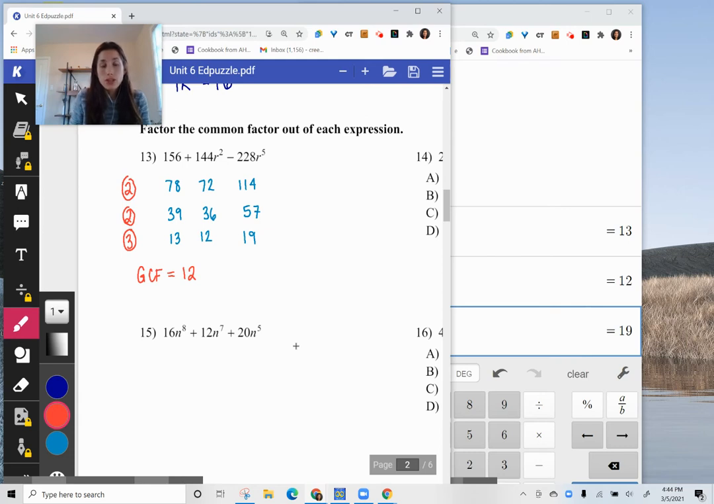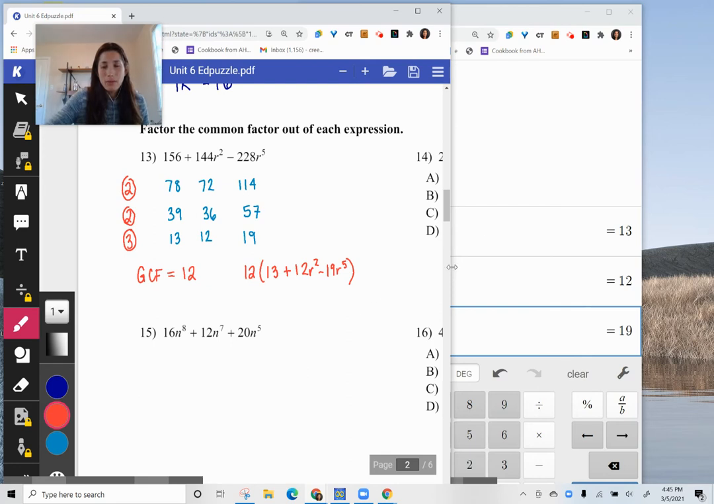And you don't have to use my strategy here. You could also just know what the greatest common factor is. That's fine. But we're going to end up with 12. 156 divided by 12, now that I use this method, it's going to be 13. Just that last number at the bottom there. Okay, and then we could do 144 divided by this number here, 12, is going to be 12. That's the number that's left here, 12r squared. And then negative 228 divided by the 12 is going to be this 19, so negative 19r to the 5th.